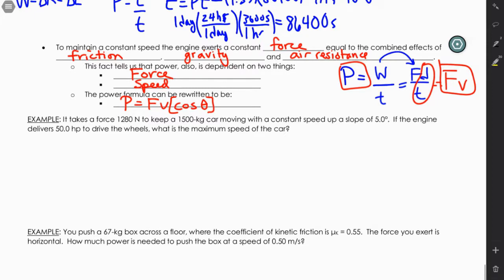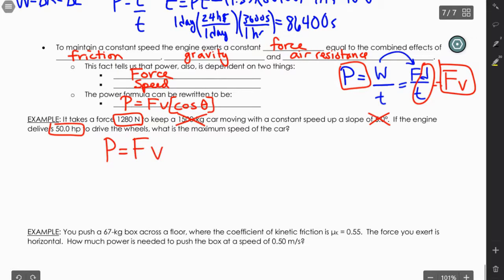Really, the only 2 numbers that you need to worry about are this constant force we have to apply and the horsepower. This 5 degrees has nothing to do with the power generated, because it tells us that 1,280 newtons, right? If we're traveling at constant speed, that eliminates any effect of the angle or the mass. And so we're just going to use our new version of the formula, power equals FV.